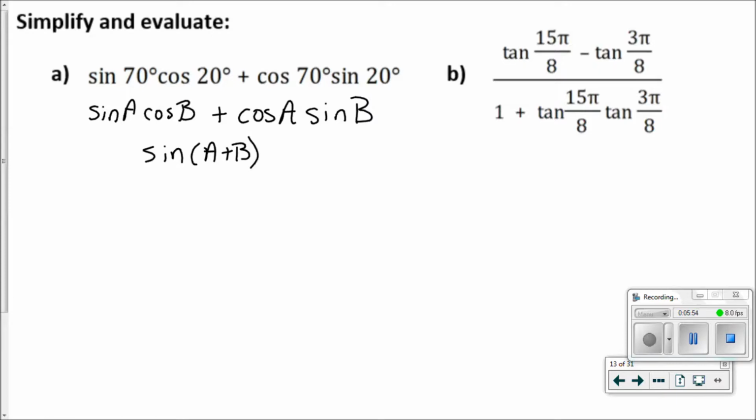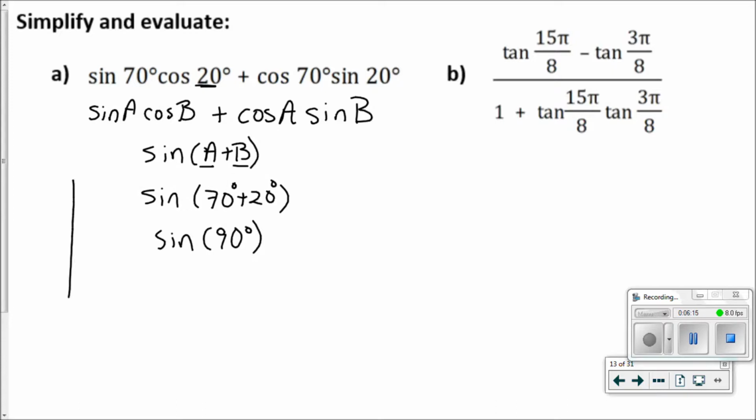So in this case, we're kind of working the other way. And A is 70 and B is 20. So this is really just the sine of 70 plus 20 degrees, which is the sine of 90 degrees. And if we think again about the coordinate plane here, sine of 90, up here at 0, 1, this is the sine. So this is really just equal to 1.